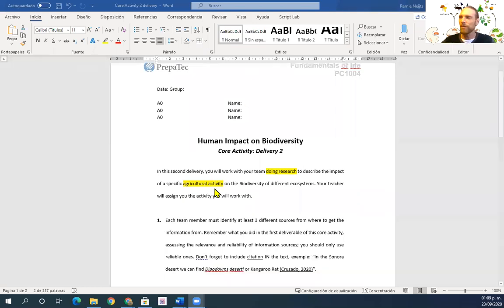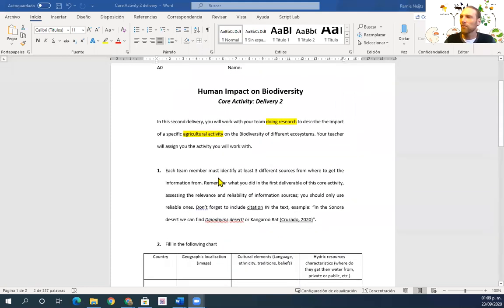More specifically, you will look at agricultural activity, because this is a very important activity. We need to eat, of course, but it has a profound impact on our biodiversity. Possibly more than industry, because agriculture takes way more space than industry in general.